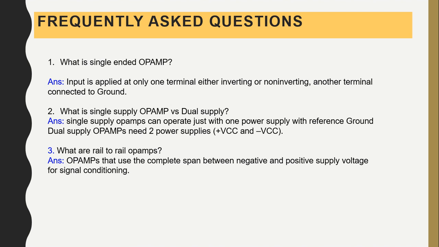And another question, what are rail-to-rail op-amps? Op-amps that are used to completely span between the negative and positive supply voltages for signal conditioning applications. These are special op-amps. We can ask the manufacturer, or we can go through the manufacturer's data on the website. We can get it. Of course, they are costlier.